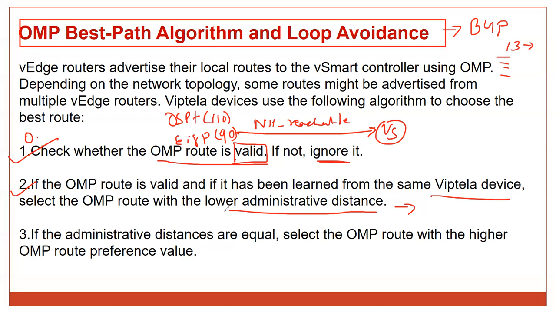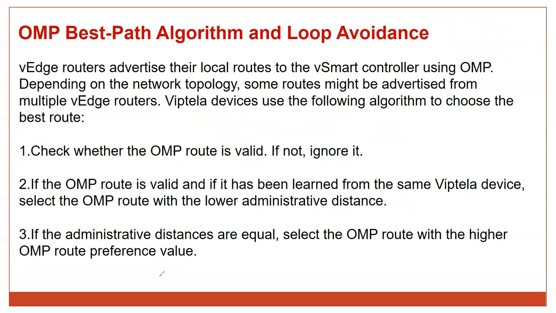All routing protocols are doing like this. Lower ID value, they are testing lower ID value. Now, if 1 and 2 are the same, then you will see the attributes of OMP and TLOC come into the picture. Then it will check the OMP route with higher OMP route preference. Obviously, between 10 and 100, it will prefer the OMP route preference of 100. Now, how can you set this? You will learn this in the control policy.